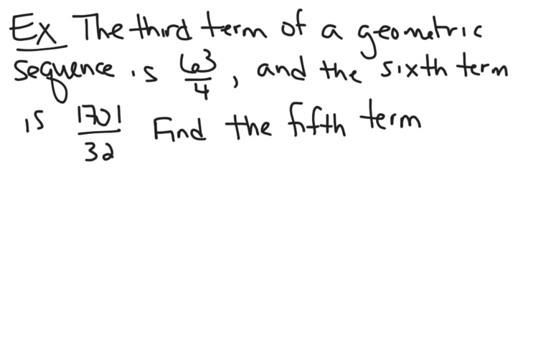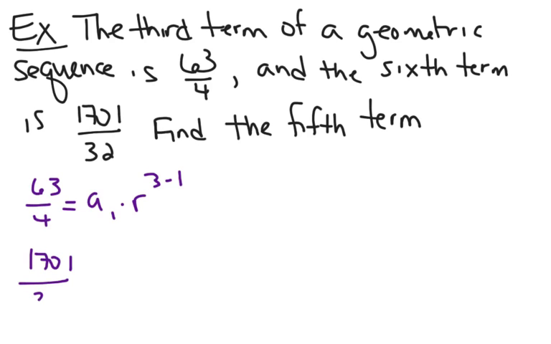The third term of a geometric sequence is 63 over 4, and the 6th term is 1,701 over 32. Find the 5th term. Well, I can start this problem by basically setting up a system of 2 equations, 2 unknowns. So the first equation is 63 over 4 is equal to a sub 1 times r to the 3 minus 1. And the second equation is going to be 1701 over 32 is equal to a sub 1 times r to the 6 minus 1.